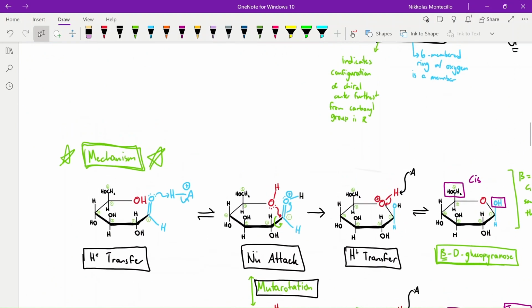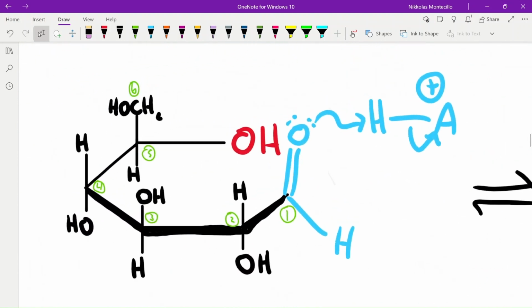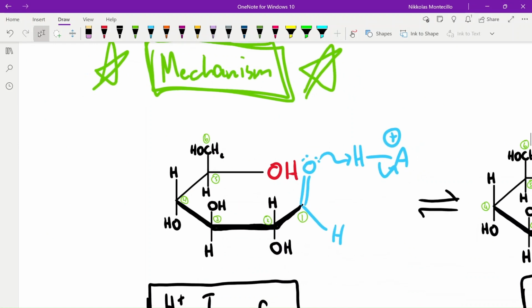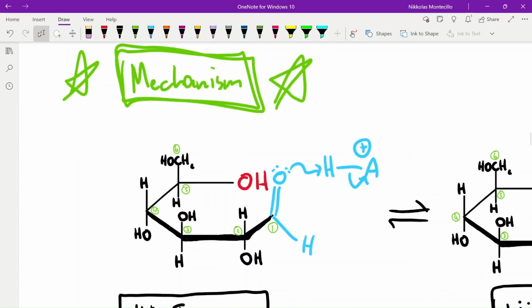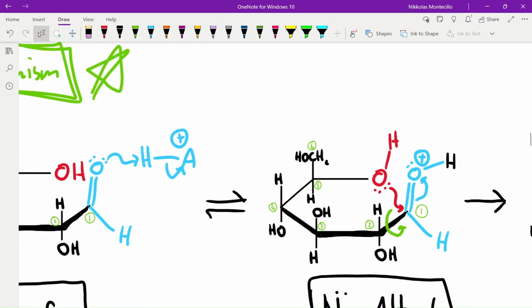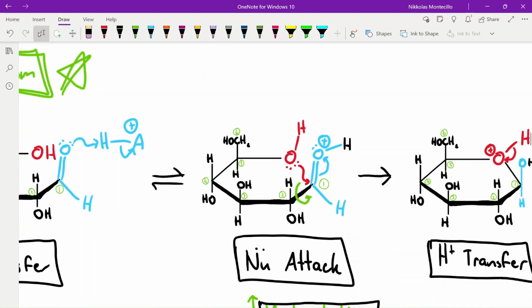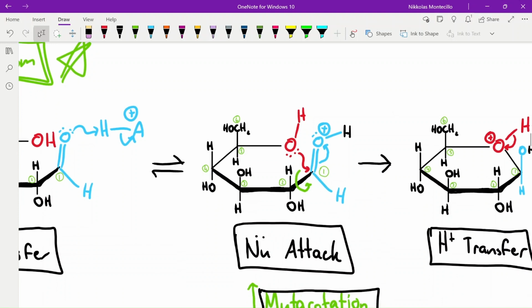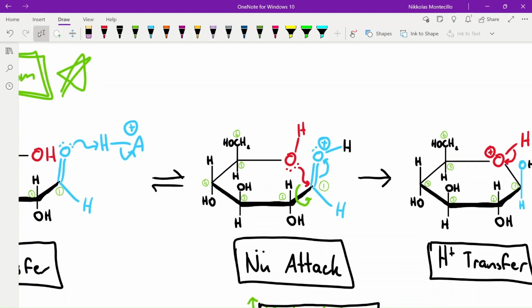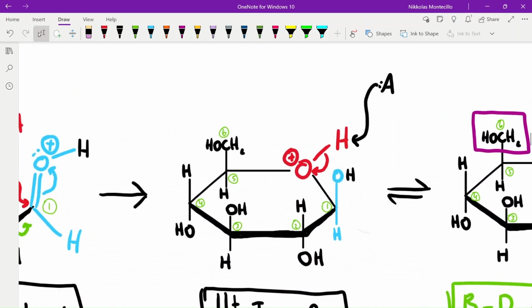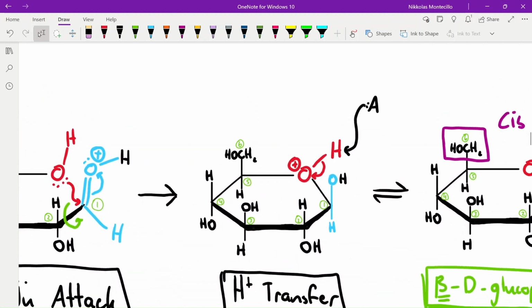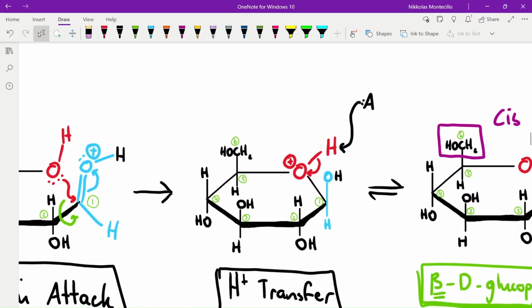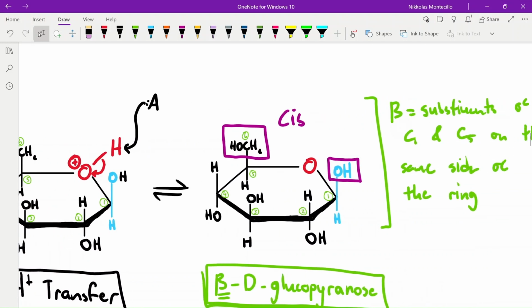Now the mechanism that applies is the same thing. So we see that there's a proton transfer where the aldehyde is protonated by the acid. We can see that the hydroxyl group on carbon 5 nucleophilically attacks the aldehyde on carbon 1, which causes an arrow pushing mechanism, forming the oxonium ion, followed by a deprotonation by the conjugate base of the acid to form the product.